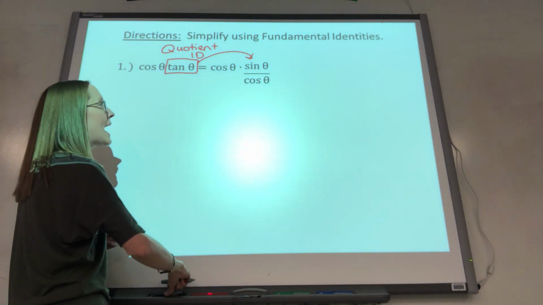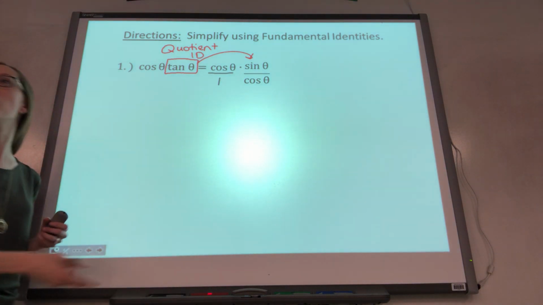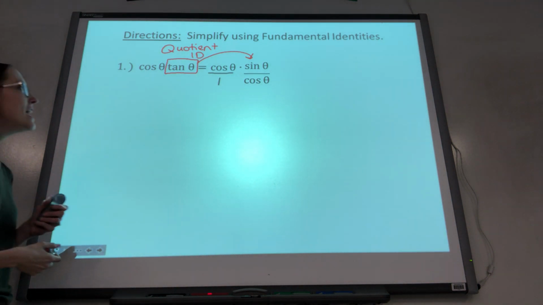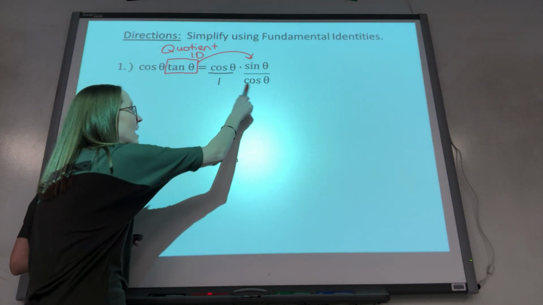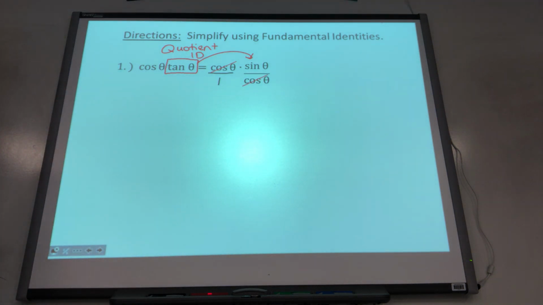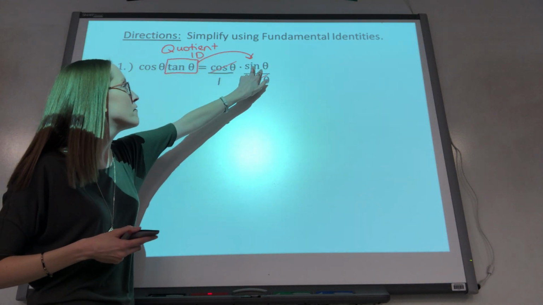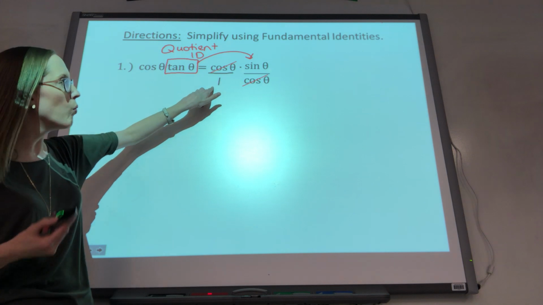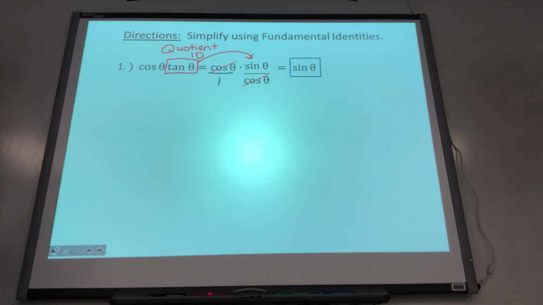Now, look at what happens. You can put the cosine of theta over 1 if you want to. And then how nice is that? Cosine of theta, they both cross out because they're on that diagonal. And all you're left with is sine of theta over 1. You don't really have to put the 1 on bottom though. You can just write it as sine of theta.